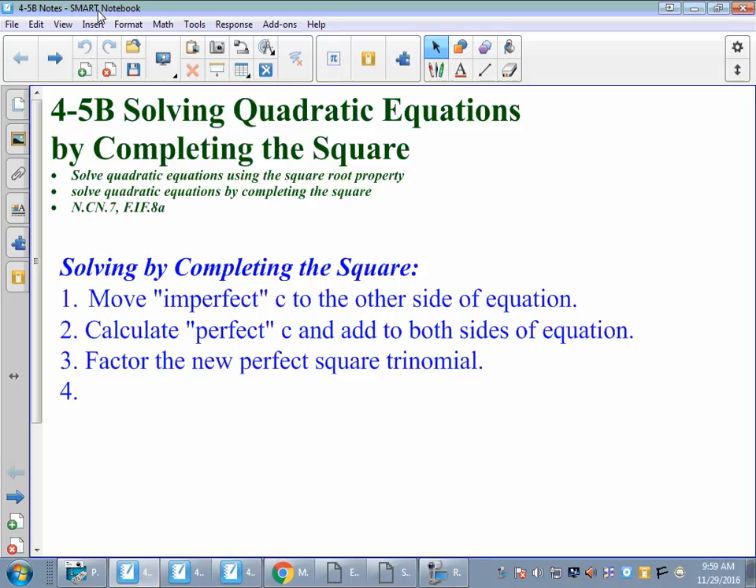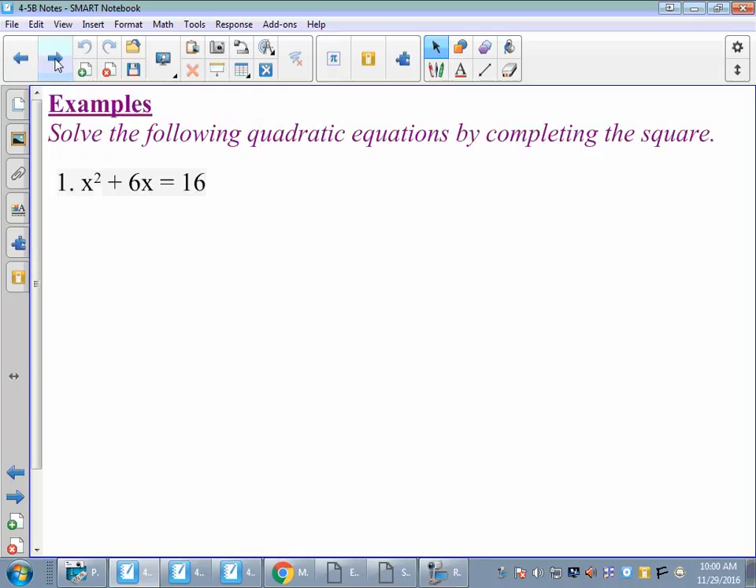So once we have a perfect c in place, we're going to factor that new perfect square trinomial, and then we simply use the square root property. We already practiced using the square root property once we had a perfect square trinomial. So the only difference today is that we're going to make it perfect first. In this particular case, I don't even have a trinomial. I don't have an imperfect c. It just needs a c value.